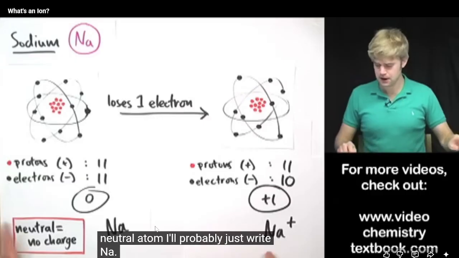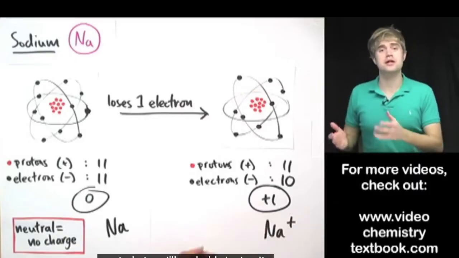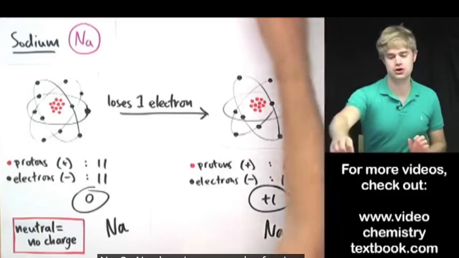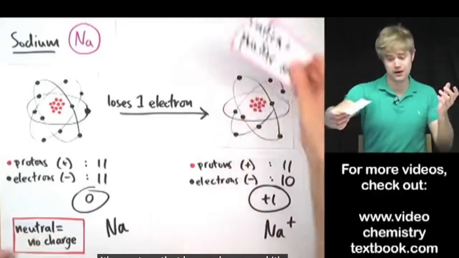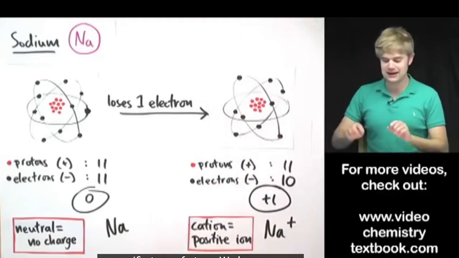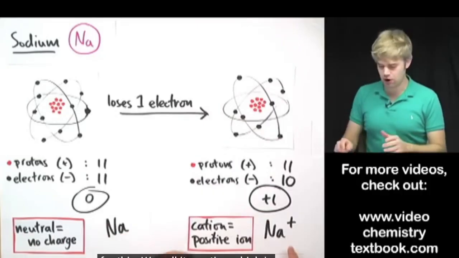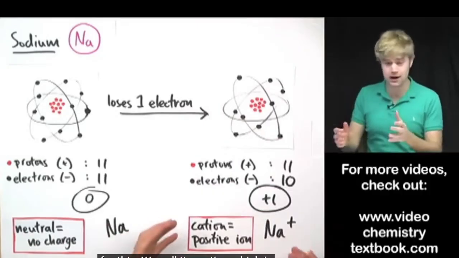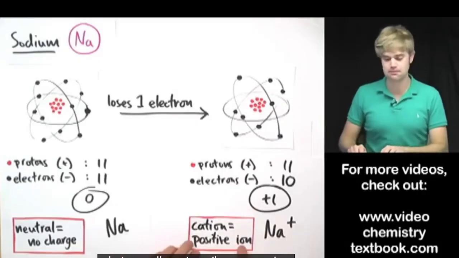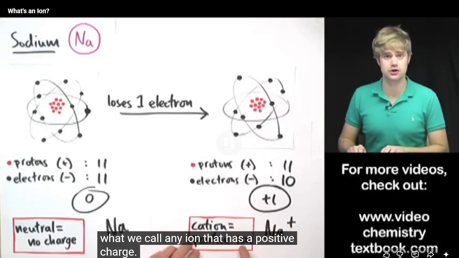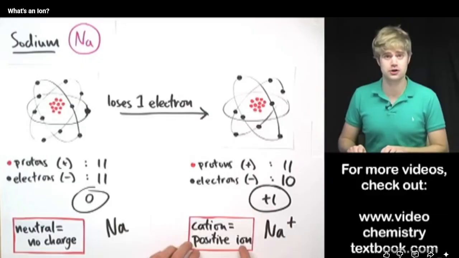All right. So Na+ here is an example of an ion. It's an atom that has a charge, and it's a specific type of ion. We have a name for this. We call it a cation, which is what we call any ion that has a positive charge. So the name of a positively charged ion is a cation.